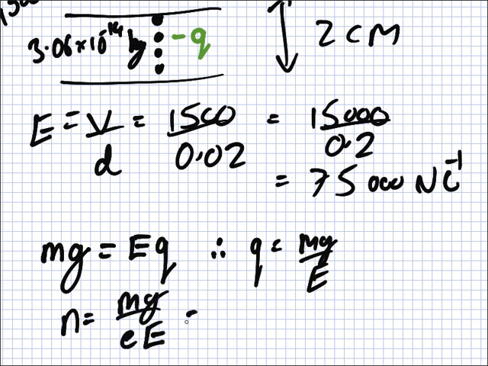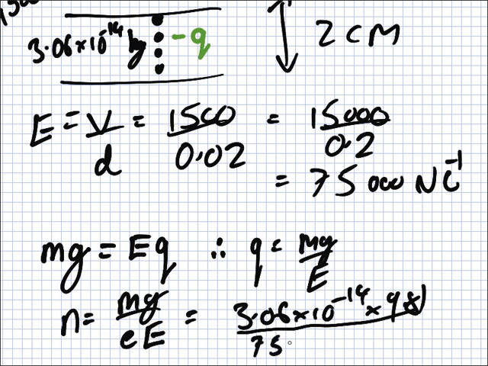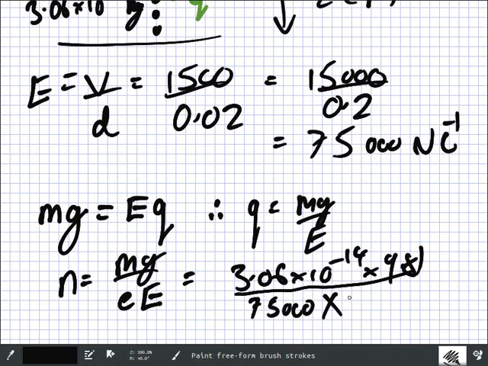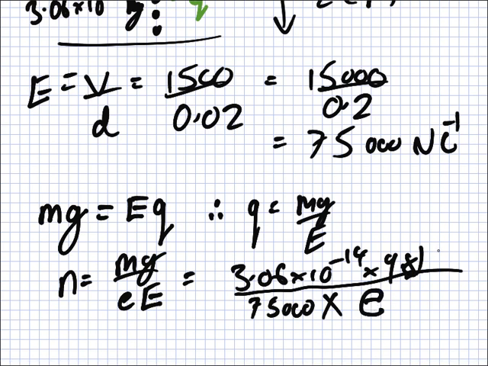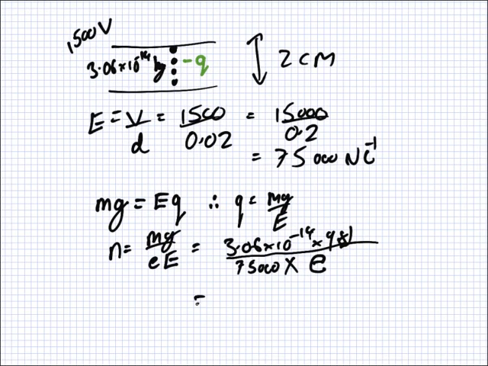So the answer would be 3.06 times 10 to the minus 14 times 9.81 over 75,000. What was the value for E? I don't have my sheet. Whatever it is, I'm just going to use the calculator.